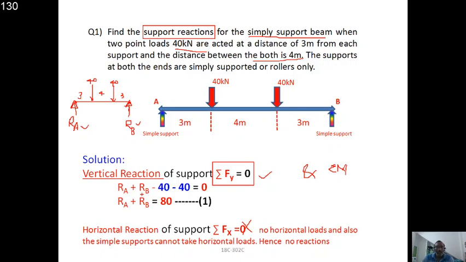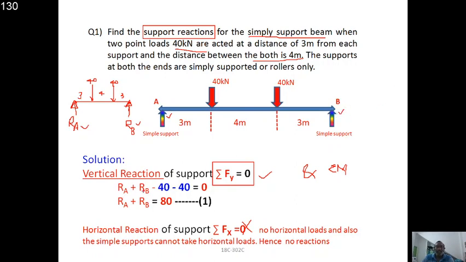Therefore RA plus RB, because RA is upward, which is taken as positive, right? RA is positive because RA is acting upward. We are assuming that RA is acting upward. We are taking this direction as upward. Therefore, RA and RB both are upward.